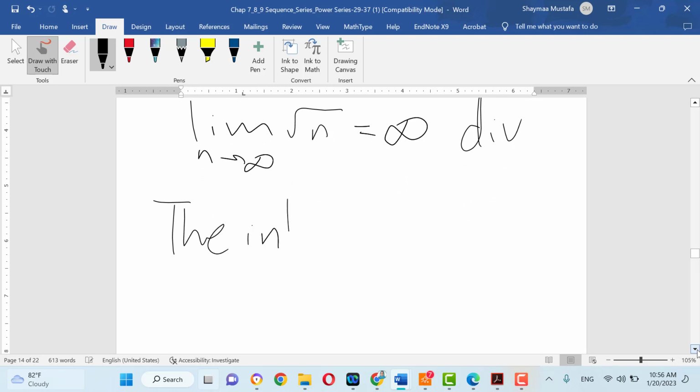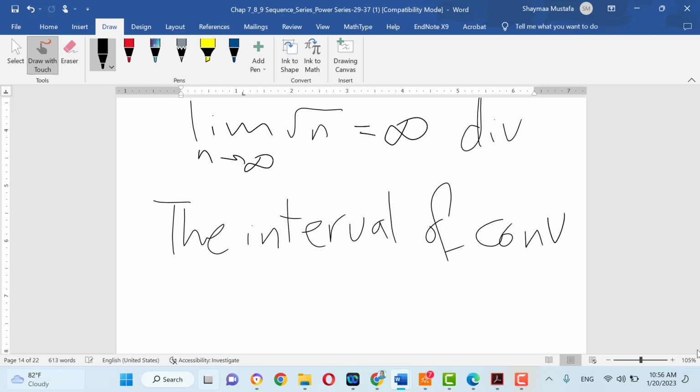So the interval of convergence is the open interval between 0 and 2, without including the point 0 and the point 2. The series converges only for the points between 0 and 2, but it does not converge at 0 and 2. And outside this interval it also diverges.